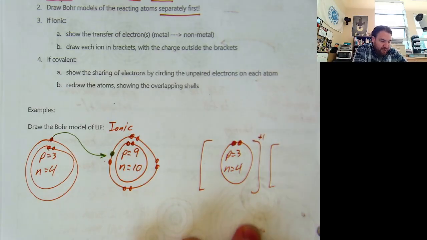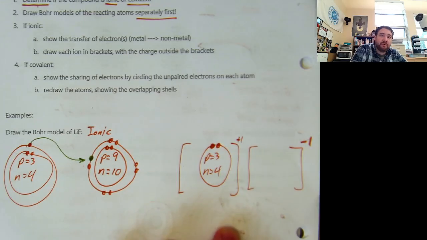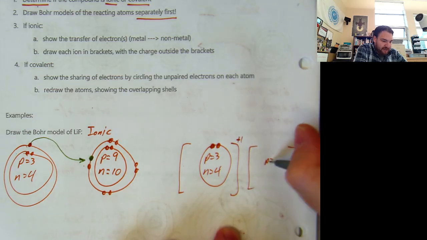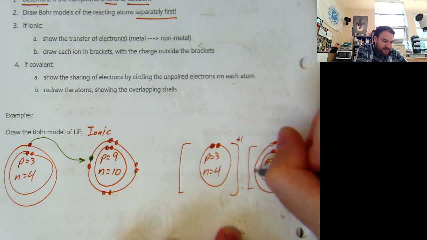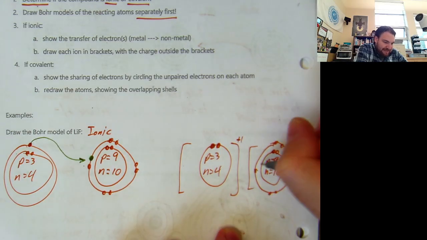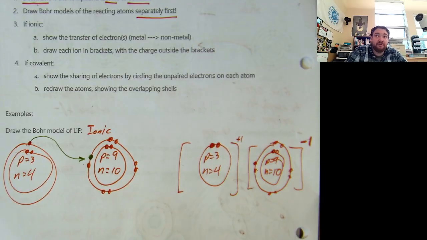The fluorine, also an ion. It's got a charge of minus 1. So P equals 9, N equals 10, and you've got 1, 2, 3, 4, 5, 6, 7, 8, 9, 10, and you're done.